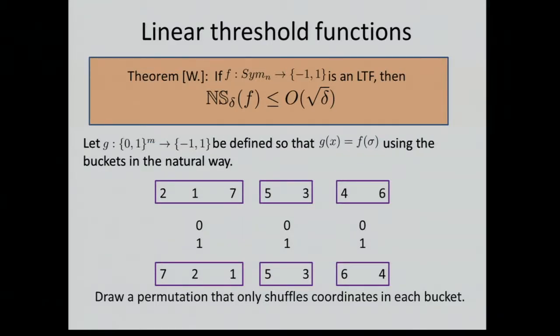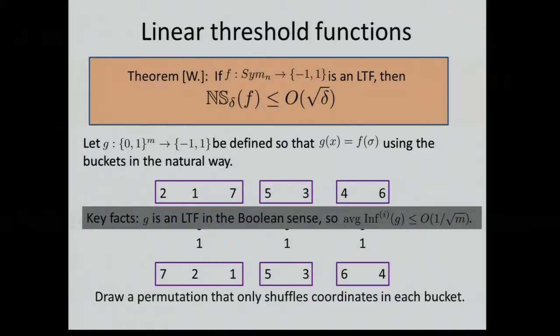So we can then define this as a Boolean function, where g of x is just the original function f, which we're assuming is an LTF, using the buckets in the natural way. I'm hiding a lot of randomness on g here. G depends on how a sigma was picked and how this down here was picked, but I'm just suppressing that for now.